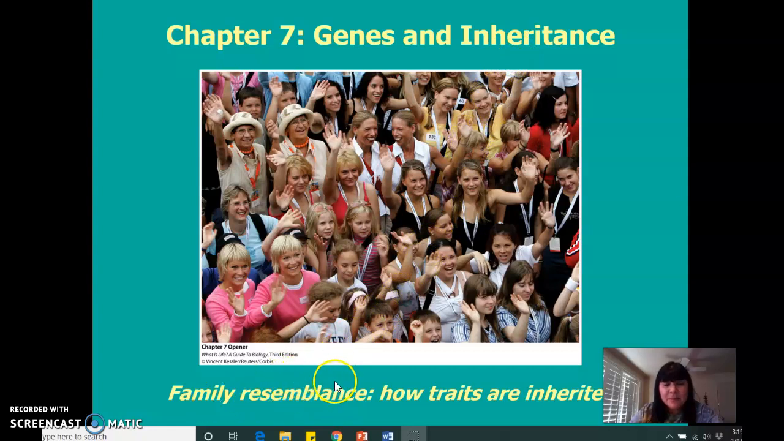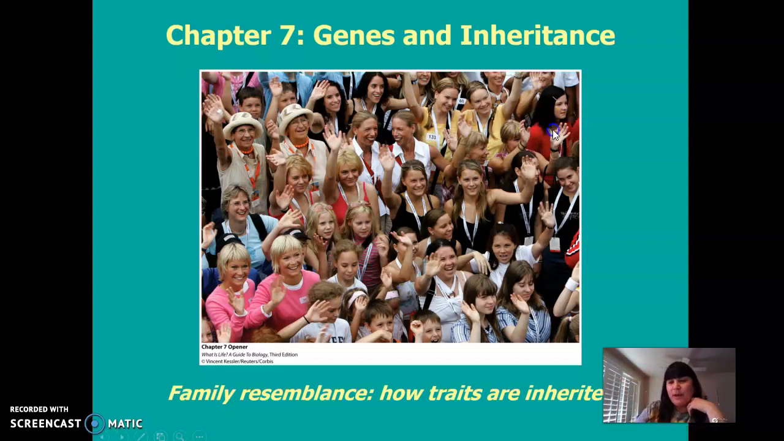It says family resemblances and how traits are inherited. I love this picture. Why do I love this picture? What are we looking at? They're identical twins, right? So they have identical DNA. Their genes are identical, okay? So we're talking about the genes and what they code and how they interplay with one another.